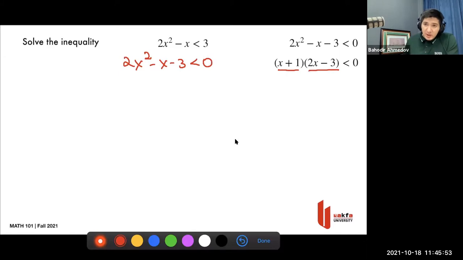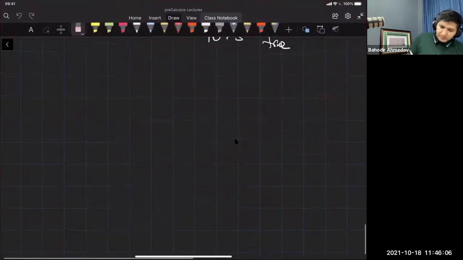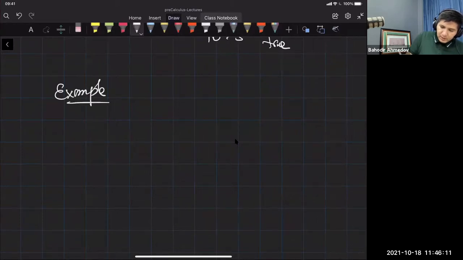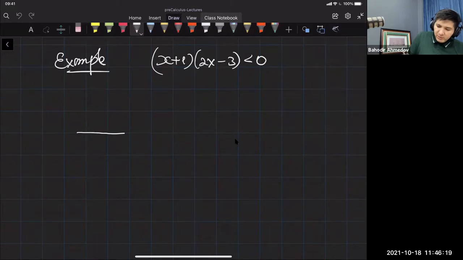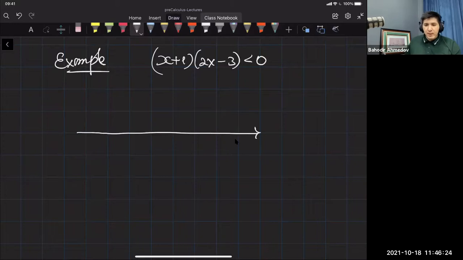So what we need to do is identify the signs of each of the factors of this quadratic inequality. Let's do this together. So x plus 1, 2x minus 3 is less than 0. First of all, we need to find the roots of the two factors. What are the roots of both of the factors? It's minus 1, right? And 3 over 2.